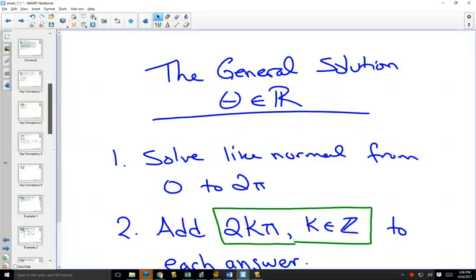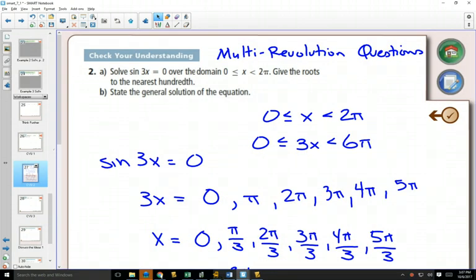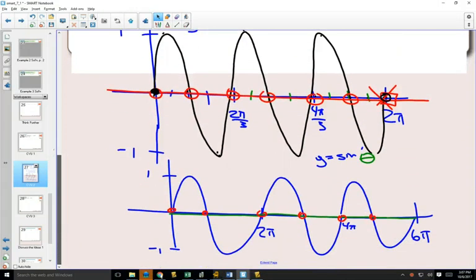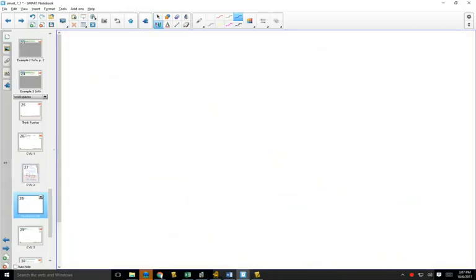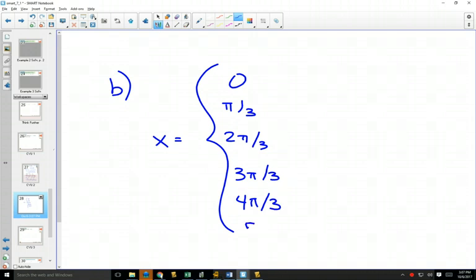So we'll go back to what we were doing. Have we solved between 0 and 2 pi? Yes. What can we do next? We can take all of our answers. So for part B, I'll just do it on here, separate page. For part B, to write the general solution, x equals. You take all of the answers you've written so far. So that was 0, pi over 3, 2 pi over 3, 3 pi over 3, 4 pi over 3, 5 pi over 3. And technically, if you had normally solved it between 0 and 2 pi, you would have included 6 pi over 3.